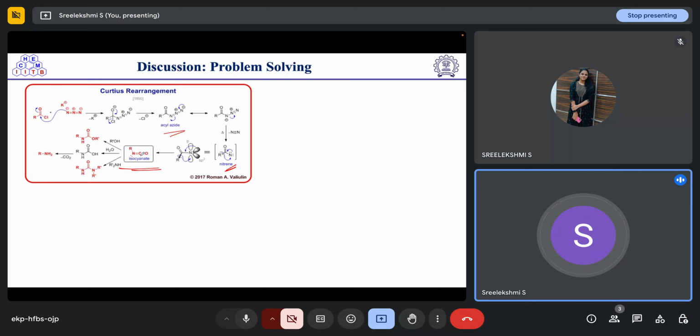Then it can either react with amines, or hydroxyl, the water molecule, or alcohol to give amides basically, and then upon elimination of carbon dioxide we will be getting this amine. So the conversion of acid chloride to amine in the presence of azide through an isocyanate intermediate, which again is through a nitrene intermediate, is known as Curtius rearrangement.